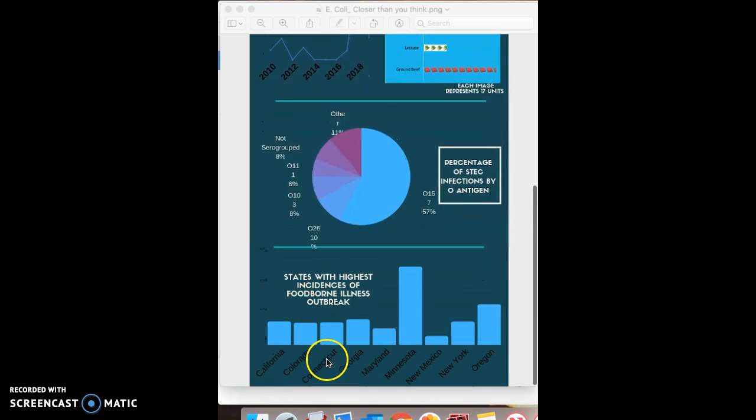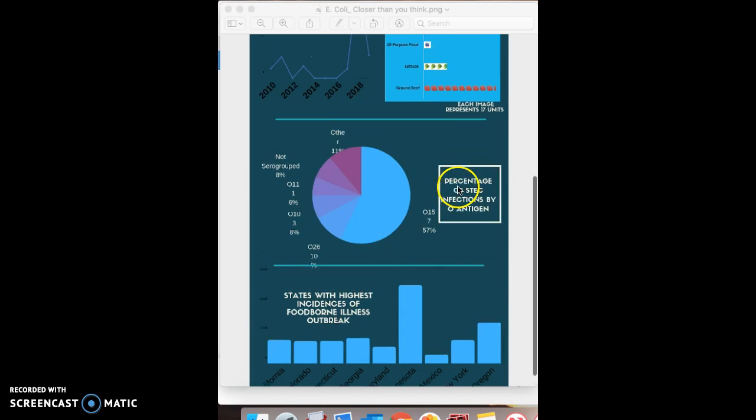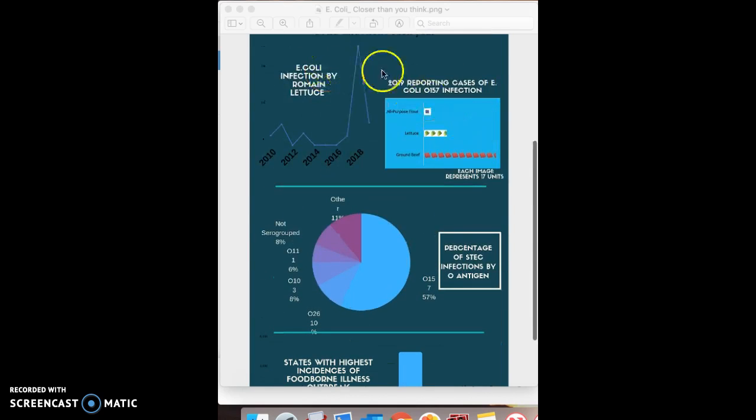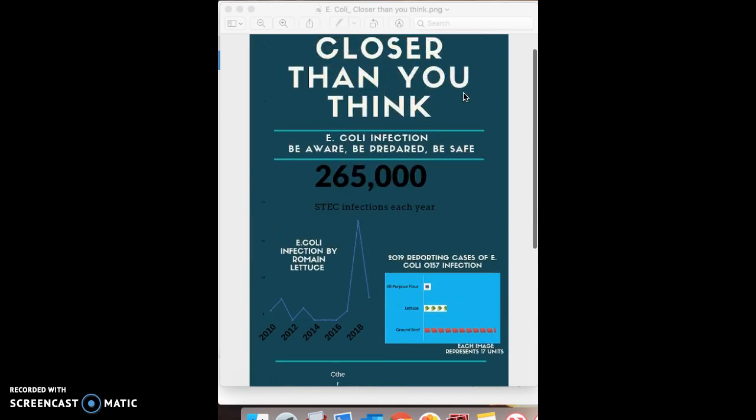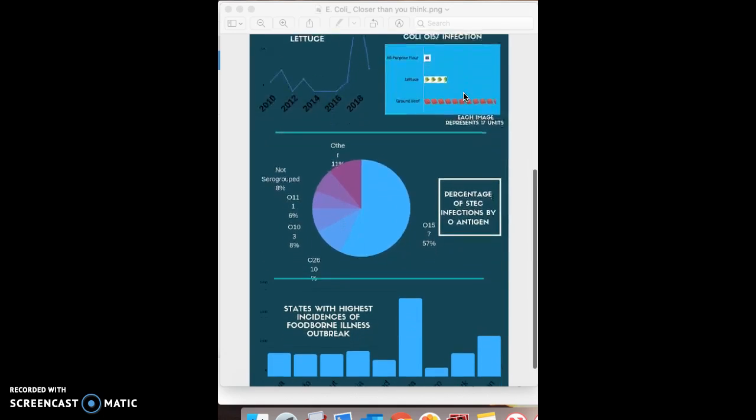And my final graph, as you can see here, is a bar chart with the typical colors and the same font that titles every other graph, which helps the whole infographic flow.